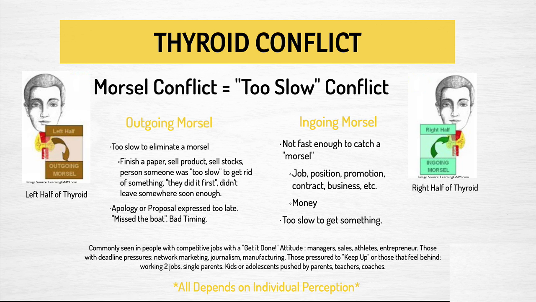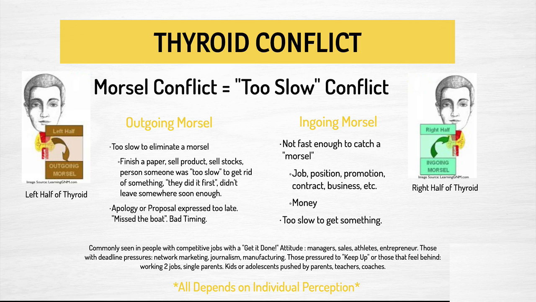And so that will affect the right half of the thyroid, the ingoing morsel, not being fast enough to catch the morsel. And then the left side, the outgoing morsel, is being too slow to eliminate a morsel. You were too slow to finish a paper, to sell enough product, to sell your stocks. Think about playing the stock market. If you wait a day, if you wait an hour sometimes between selling your stocks, it could be making $1 million or losing $1 million if you were too slow to get rid of something.